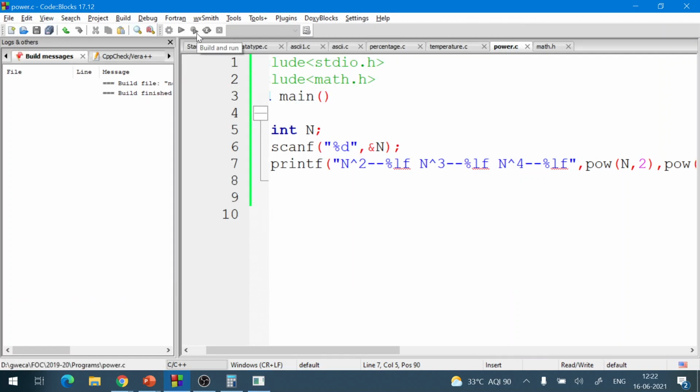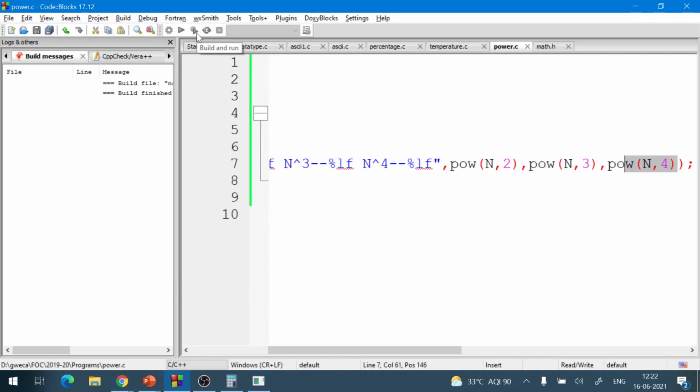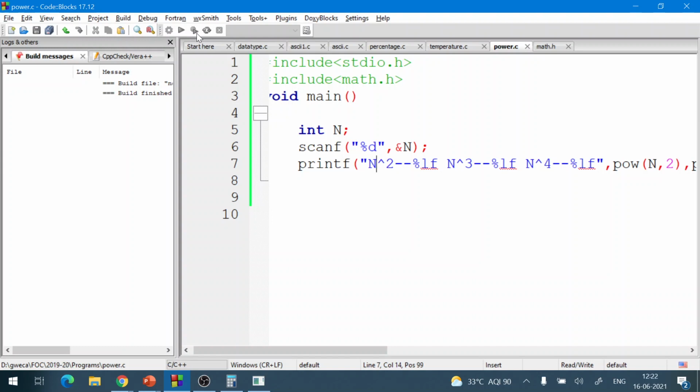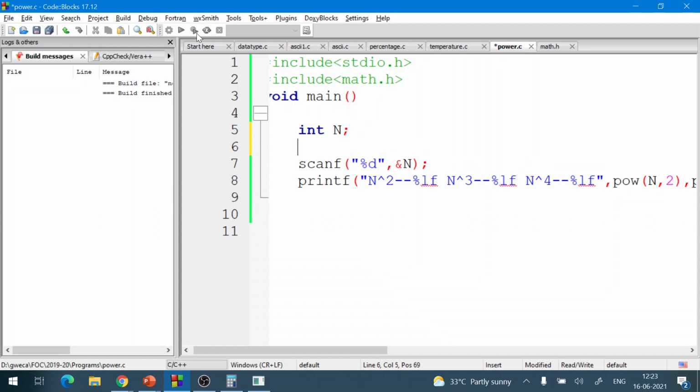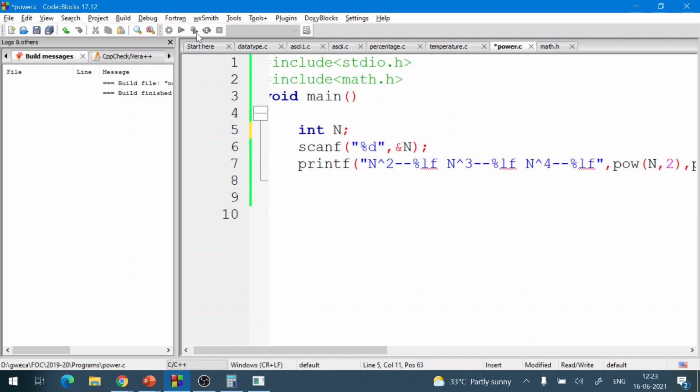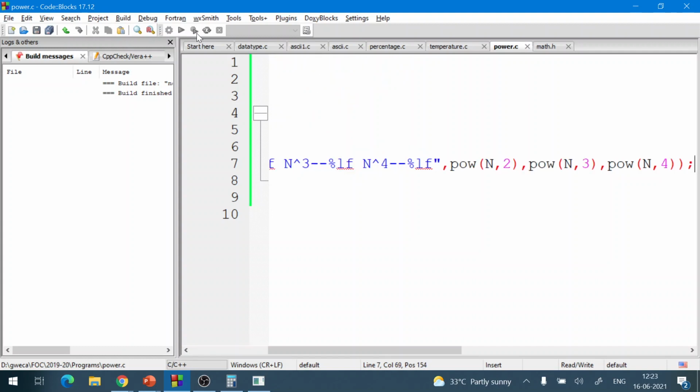So it is important to know the function's input parameters and what its return data type is. This is an important thing to note. And if you want to do it completely in integer, then you can also take three more integers a, b, c, and simply write a equals POW, suppose you write n comma 2 here, and then print a, b and c. So this is another method that you can use for implementation. This is the program for getting the powers of n.